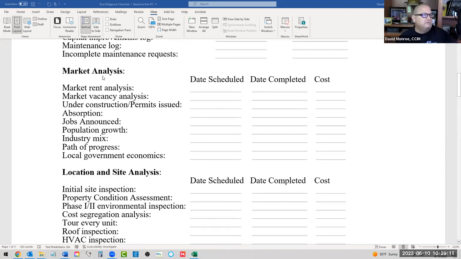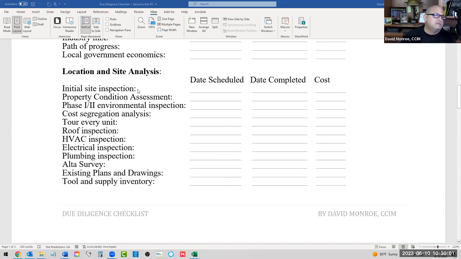All right, market analysis. Our market rent analytics, our market vacancy analytics, under construction, permits issued, absorption, jobs announced, population growth, industry mix, path of progress, and local government economics. Okay, so we've talked extensively about market analysis, so I'm not going to go into the market analysis part of the checklist here. You guys have an idea of how to do each of this and what it's for. Here's the date you're scheduling it to be completed. Here's the date it was completed. Here's any costs associated with doing any of these analysis, especially if you hire somebody like me to do it for you.